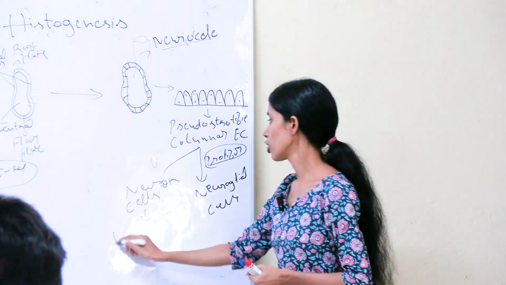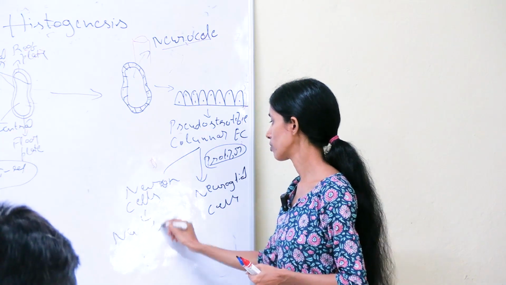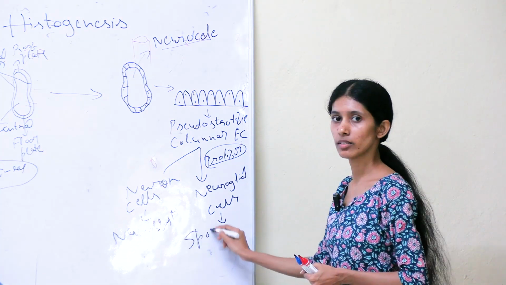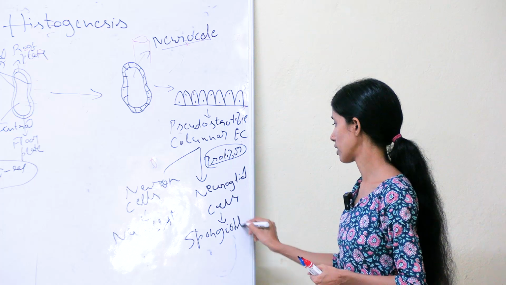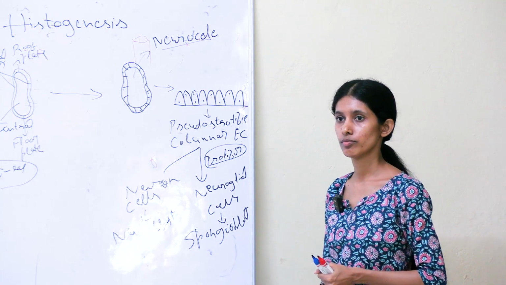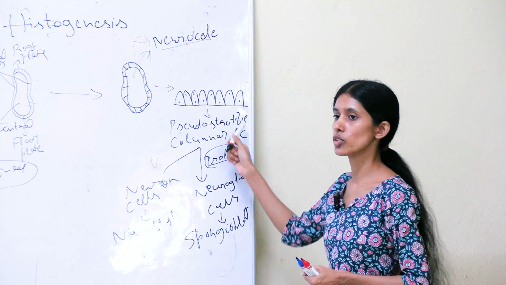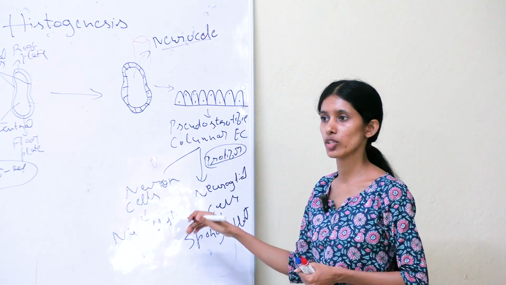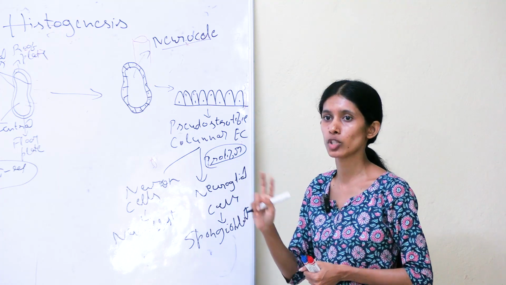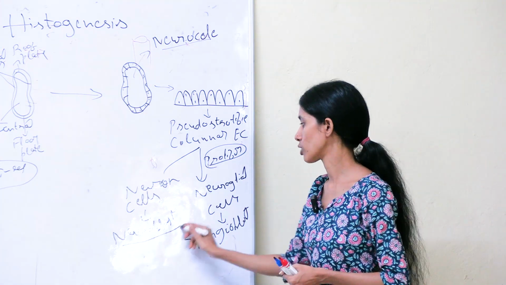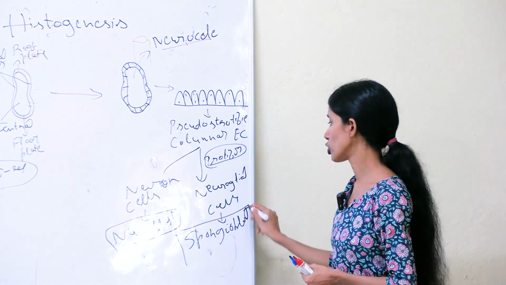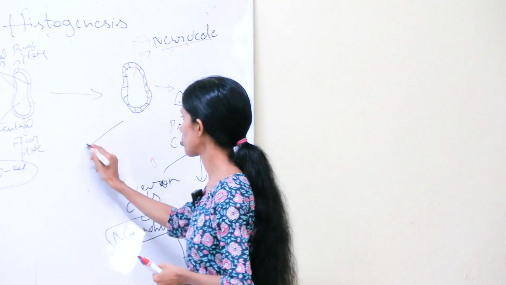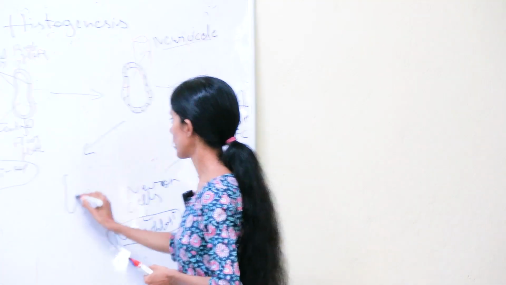These are named neuroblast cells, and spongioblast cells. Okay. Your pseudostratified columnar epithelial cells will undergo proliferation and give us two different kinds of cells. Those are called neuroblast cells and spongioblast cells. Okay. So whatever structure is present here is going to look like this now.